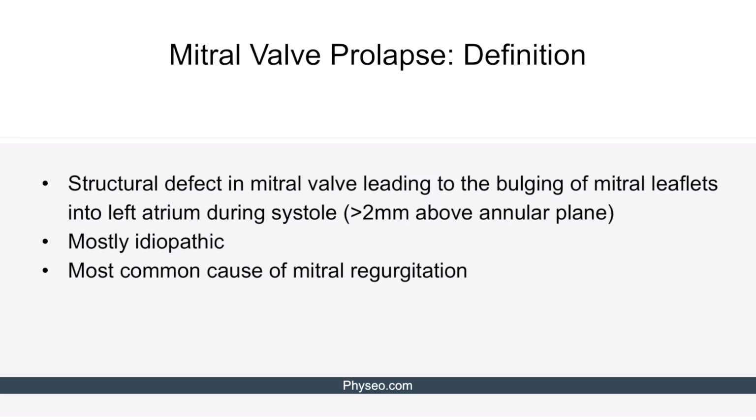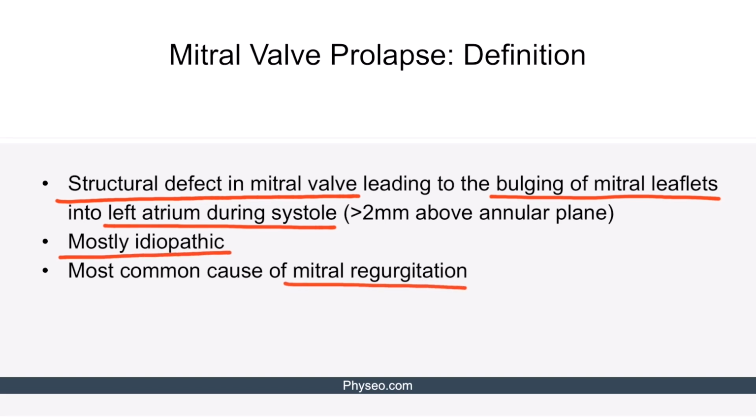Mitral valve prolapse is defined as a structural defect in the mitral valve which leads to the bulging of the valvular leaflets into the left atrium during systole. Specifically, the current definition includes any mitral leaflets that billow into the left atrium greater than 2 millimeters above the annular plane. This condition is mostly idiopathic. Of note, mitral valve prolapse is the most common cause of mitral regurgitation.